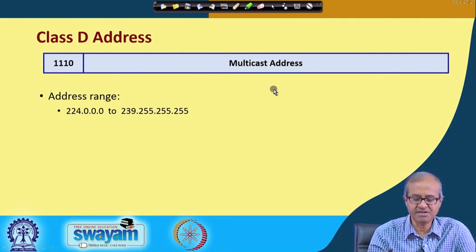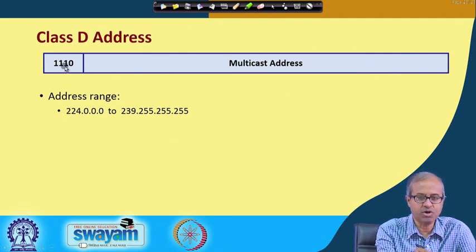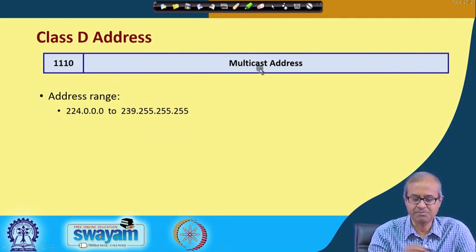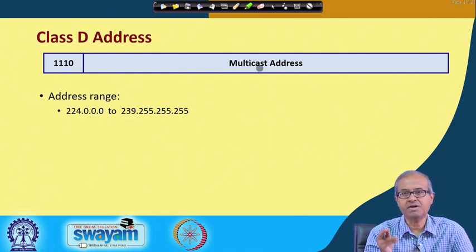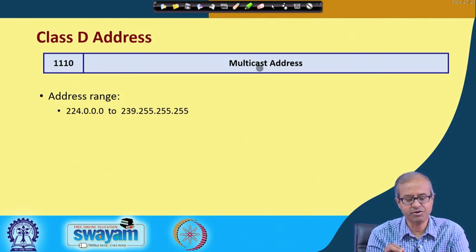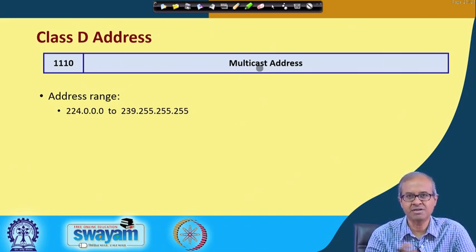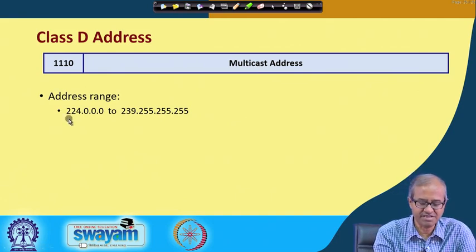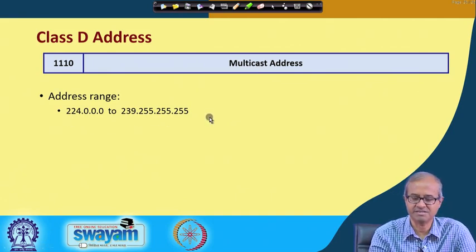Now, class D address starts with similarly 1110. This is a multicast address, as I said. So, in a network, if you are sending a packet using this multicast address starting with 1110, then the packet will be delivered to all the computers in that network. The idea is something like that. I am not going into detail. The address range similarly is like this.